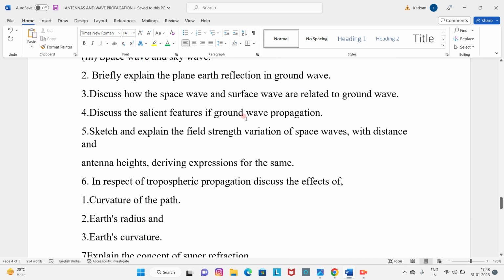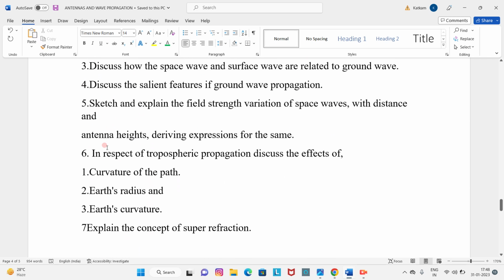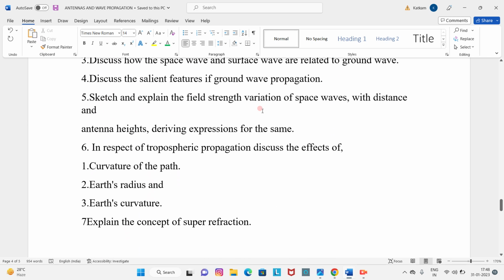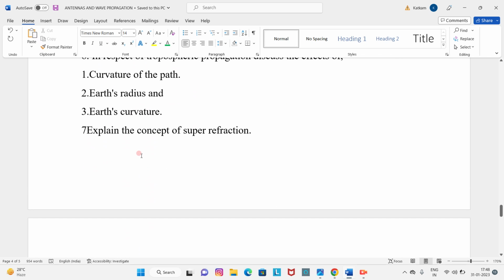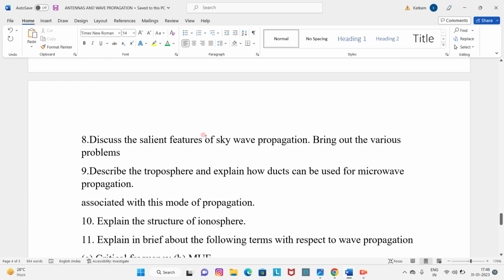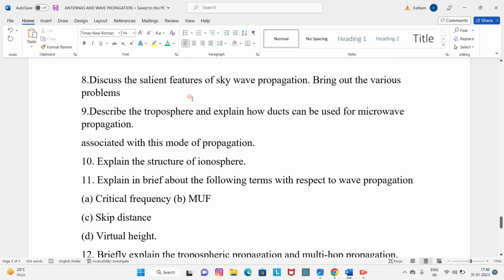Sixth question, with respect to tropospheric propagation, discuss the effect of curvature of the path and earth radius and earth curvature. And seventh question, explain the concept of super refraction. And eighth question, discuss the salient features of sky wave propagation, bring out the various problems. Ninth question, describe the troposphere and explain how duct can be used for microwave propagation associated with this mode of propagation. 10th question, explain the structure of ionosphere.